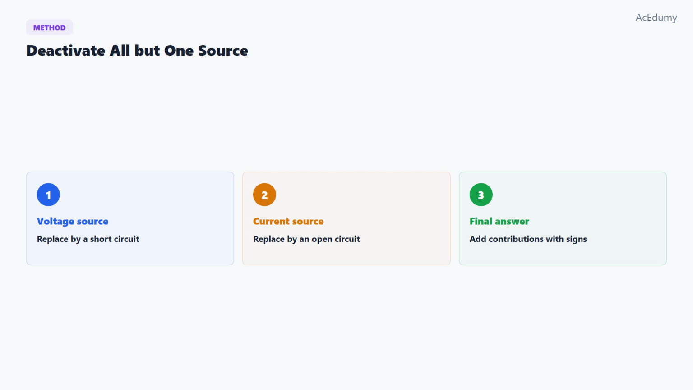Superposition works only for linear circuits. The idea is simple. Keep one independent source active, deactivate all the other independent sources, find that source's contribution, and then add the contributions. When we deactivate an ideal voltage source, we replace it by a short circuit. When we deactivate an ideal current source, we replace it by an open circuit. Dependent sources, if present, are not turned off, but this example has only independent sources.